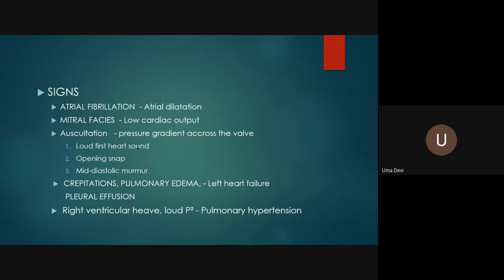Then what are the other differentials if there is an MDM? Can it be a flow murmur? Yes, due to hyperdynamic circulation. So in MR also you may get an MDM. What about Still's murmur? Still's murmur is a systolic murmur in the pulmonary area. Where do you get it? In children with anemia. Yes, it's just a flow murmur.